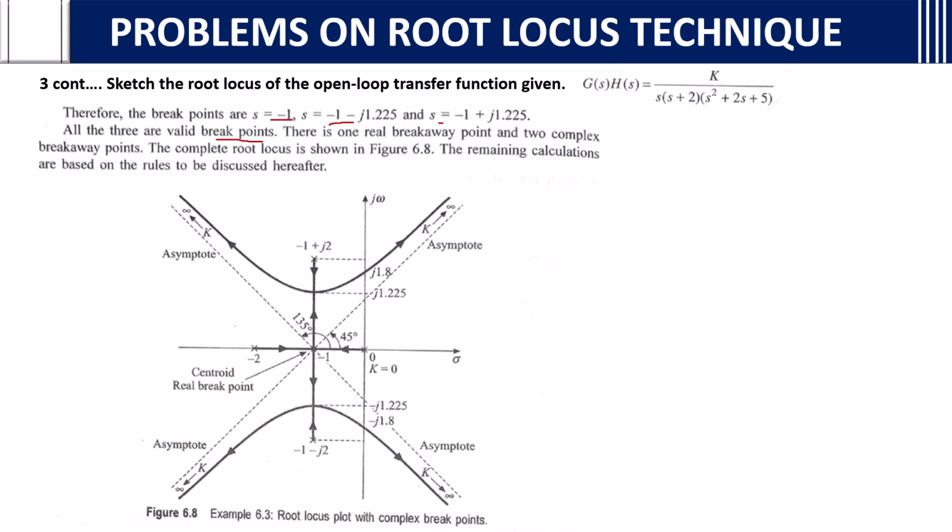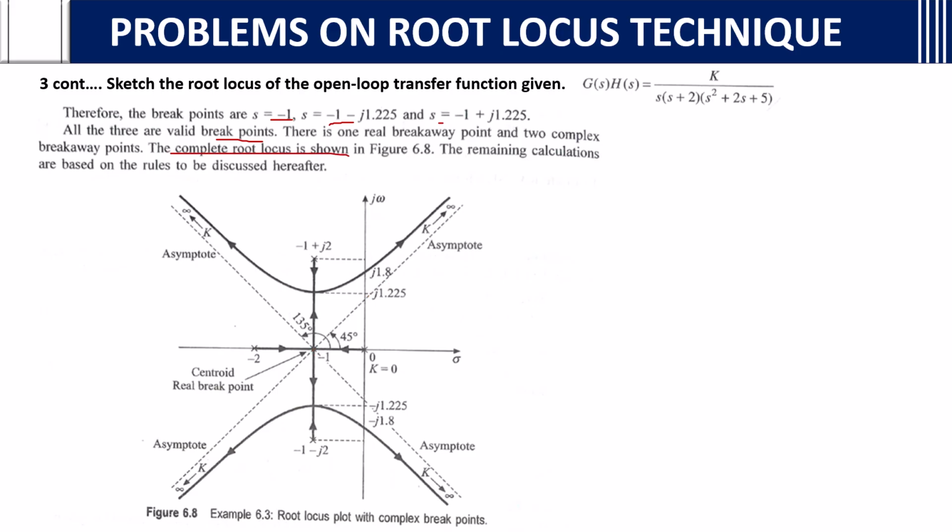All the three are what? Valid breakpoints. In the previous one only one is valid, other one is not valid. Here all three are valid breakpoints. So there is one real breakaway point and two complex breakaway points. One is what? Minus 1 is the breakaway point, and other two are what? Complex breakaway points. Okay. What are the other 2 points here? Here these are the other 2 breakaway points.